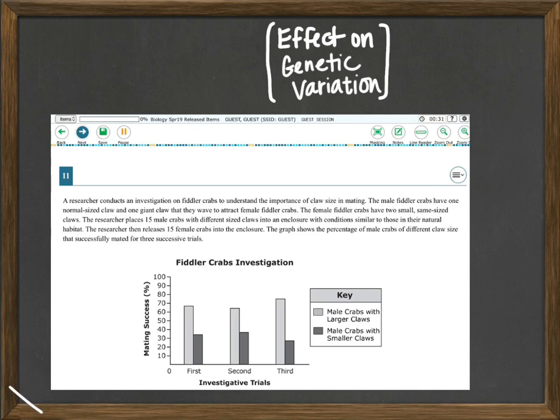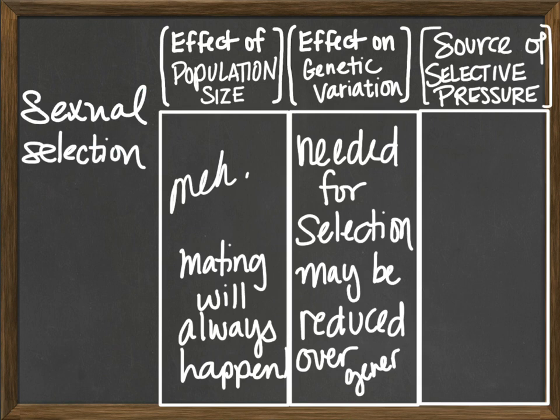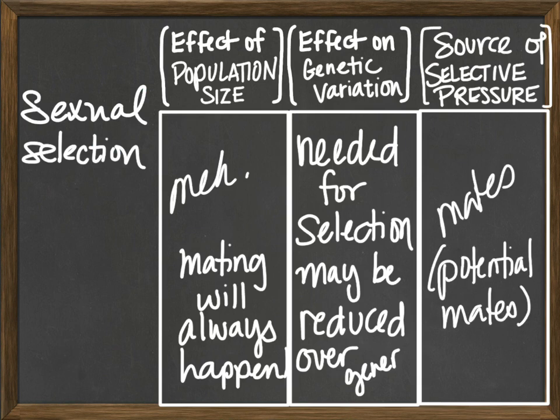Is it possible that smaller clawed fiddler crabs, you remember this question, could eventually just disappear altogether? No, probably not. Some small clawed fiddler crabs are obviously getting some mating success, but is it possible that that trait becomes very rare? It is. Of course, what's the source of the selective pressure in sexual selection? Well, yeah, it's mates. Actually, I should say potential mates, because they're not mates until they've mated.